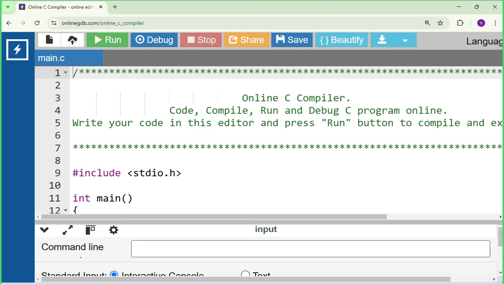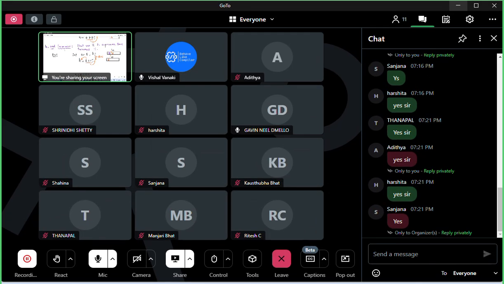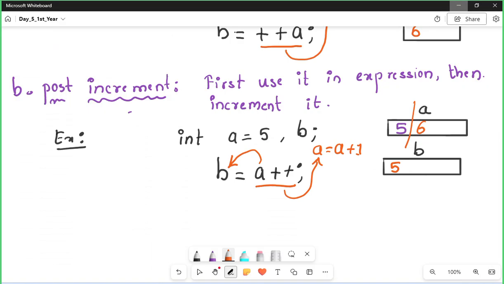Are you clear on this part? Are you clear on pre-increment and post-increment? Very good.